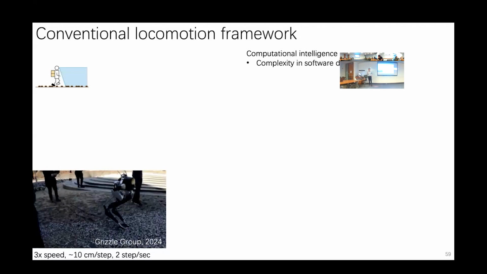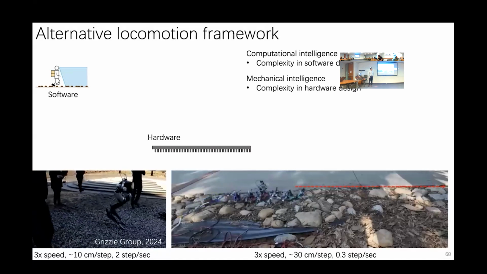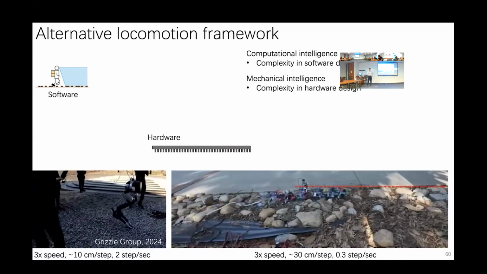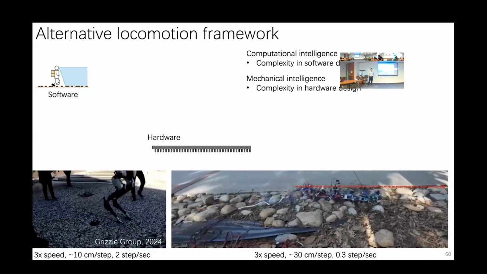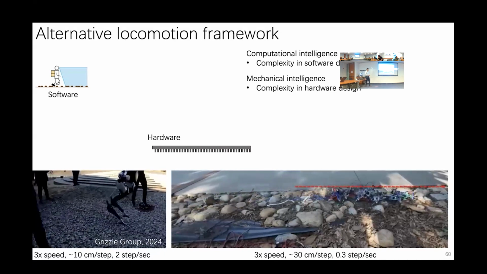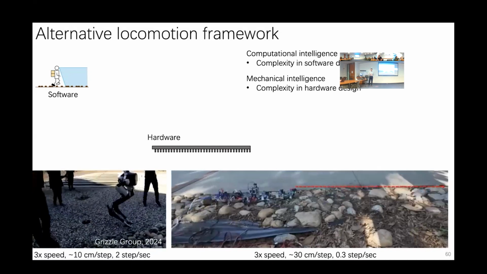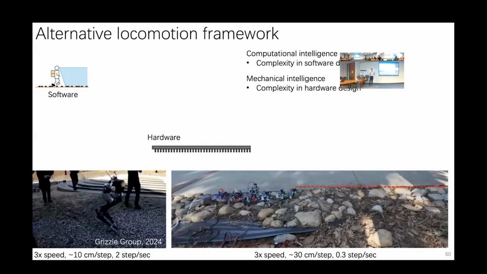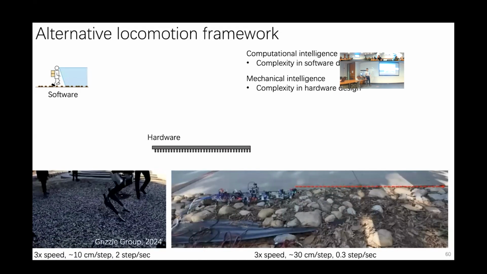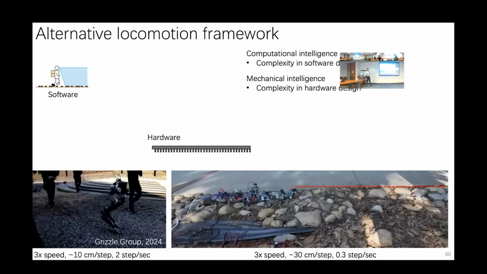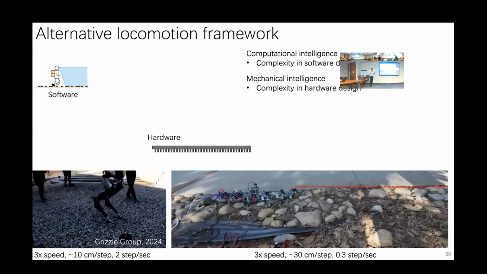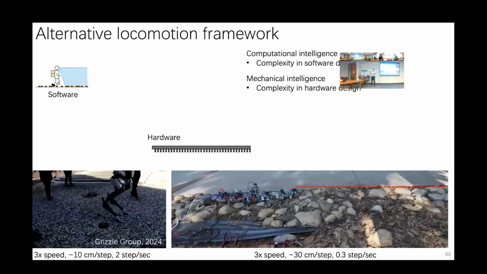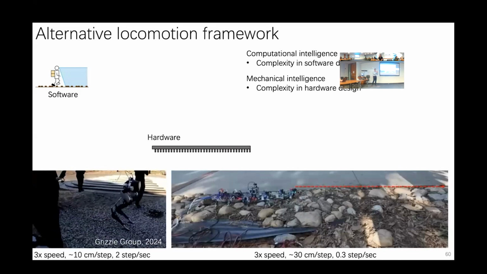And by proposing a redundancy-based framework, we essentially transferred the complexity from the computational intelligence to the mechanical intelligence. Now, if we compare our robot to a Cassie robot, despite the dramatic difference in the distribution of intelligence, we converge to a very similar absolute speed. That indicates there might exist some equivalency between the mechanical intelligence and the computational intelligence.